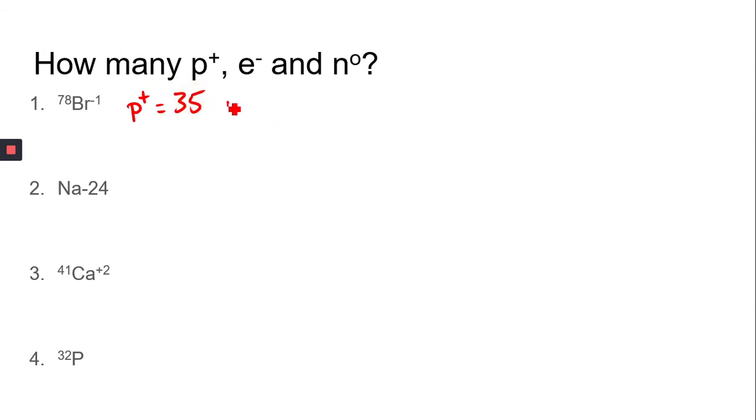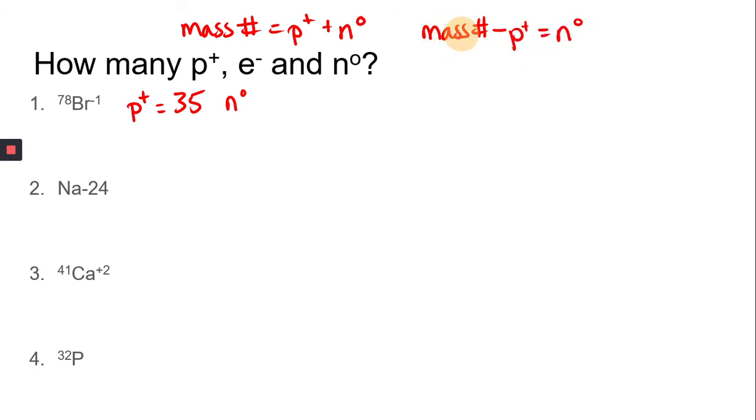All right, then we can look at neutrons. So remember that protons and neutrons make the mass number. So if I want to find the number of neutrons, then I would just have to subtract my protons from both sides. So the mass number minus the protons is how you get the neutrons. Remember, mass number is found in the upper left-hand corner. So 78 is my mass number.